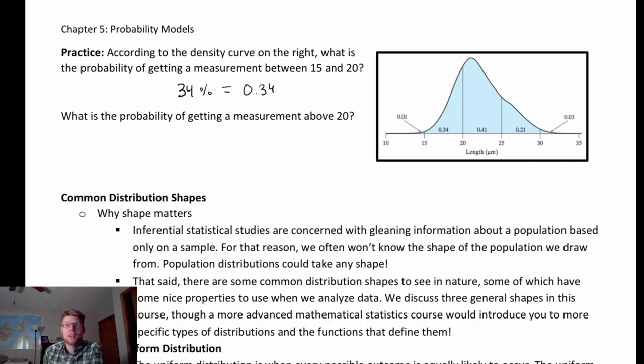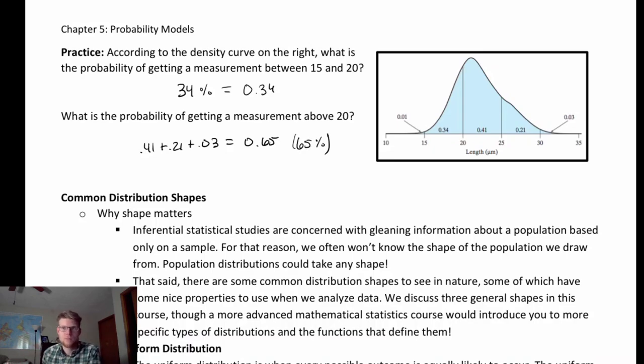What is the probability of getting a measurement above 20? Well, that's going to be the area under the curve past this point. So it's going to be this sector plus this sector plus this sector as well. So that's going to add up to 0.41 plus 0.21 plus 0.03, which is, I believe, 0.65 or 65%, if you'd rather write it like that.